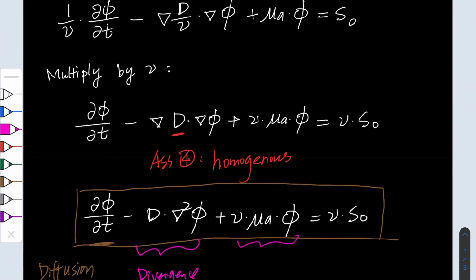So the second term describes the absorption of the photons. Unlike a drop of ink inside of the water, the photon can be absorbed by the tissue, so this term describes that phenomenon. And then the third one is the photon source, the light source, which is a driving factor of the changing rate of the photon fluence.